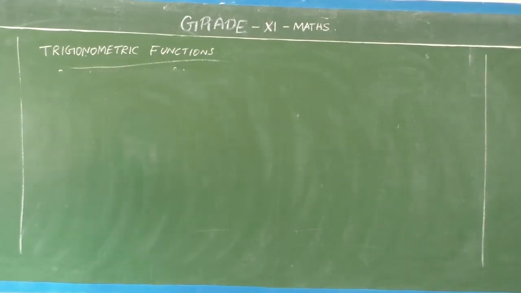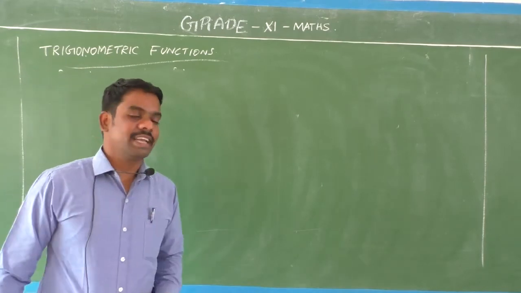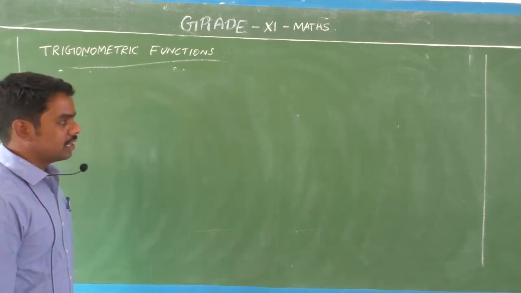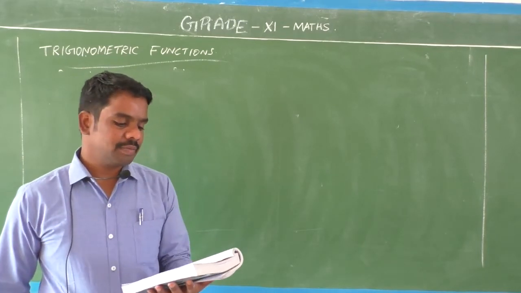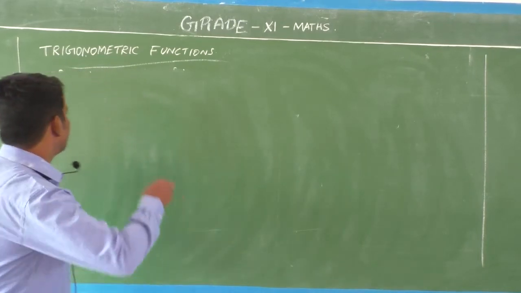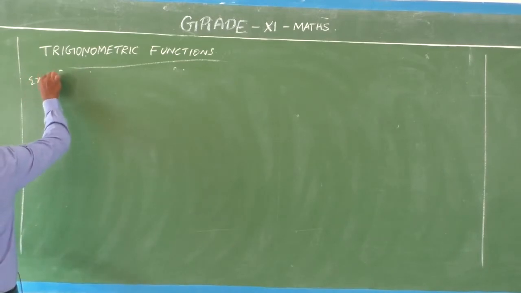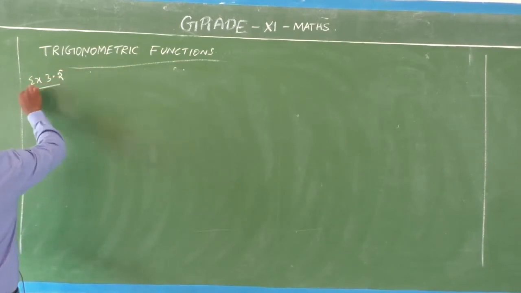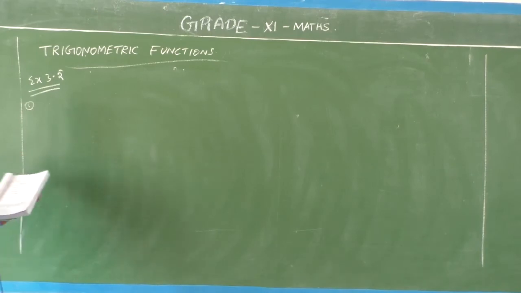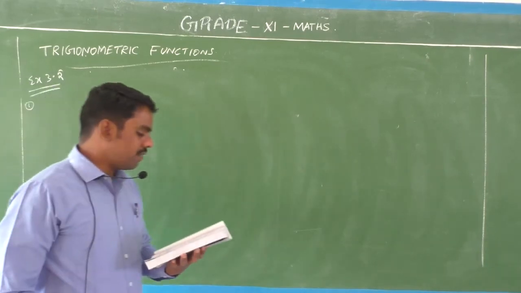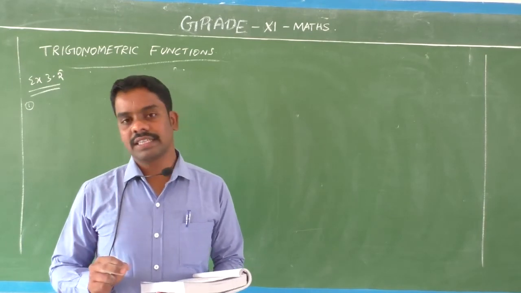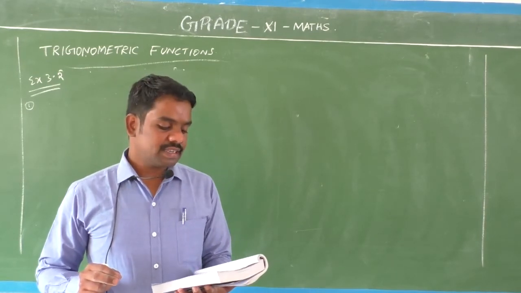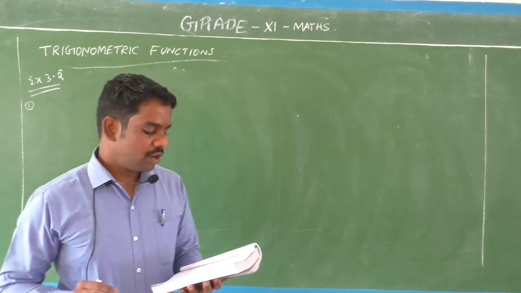Okay, students. Exercise number 3.2. Take the book, page number 63. Exercise 3.2, first question: find the values of the other 5 trigonometric functions in the following questions.